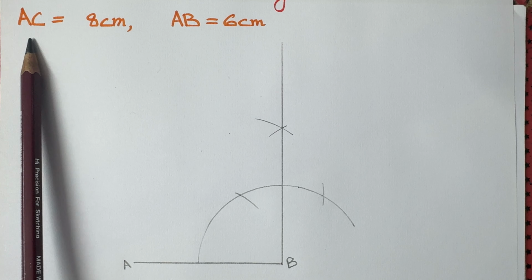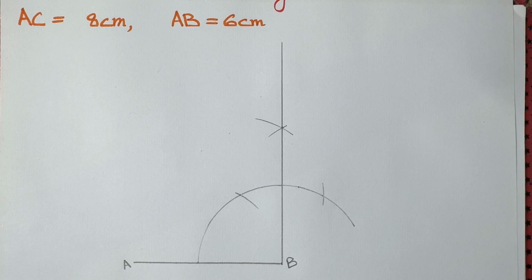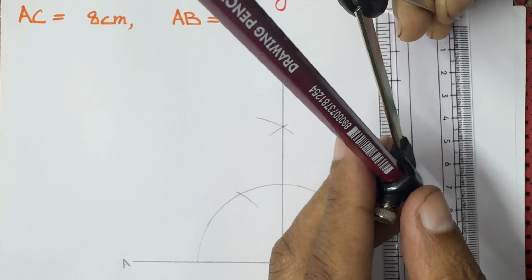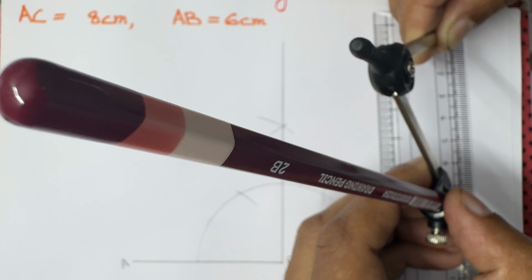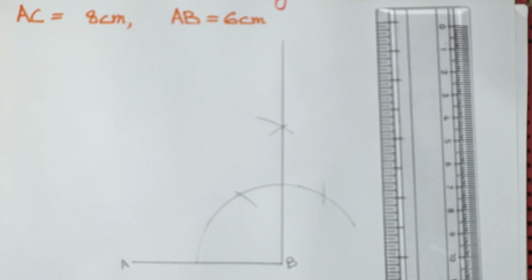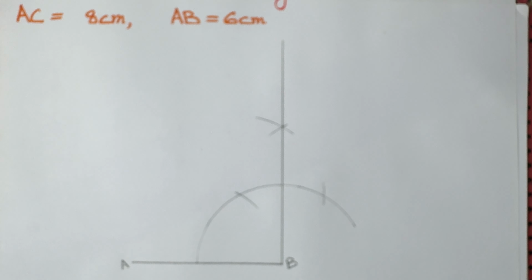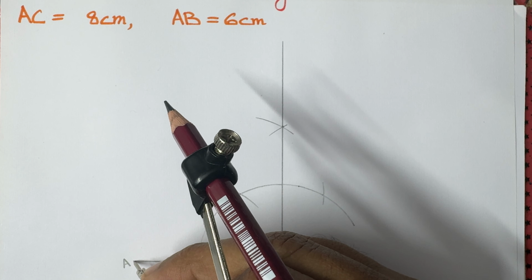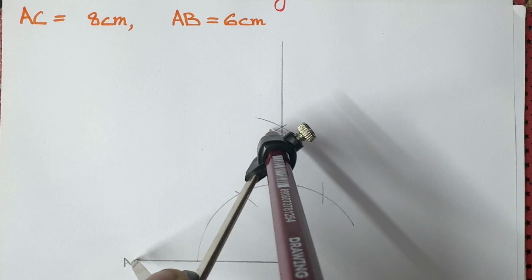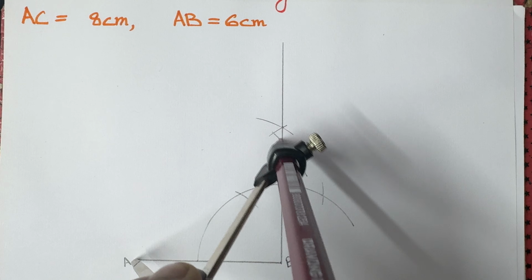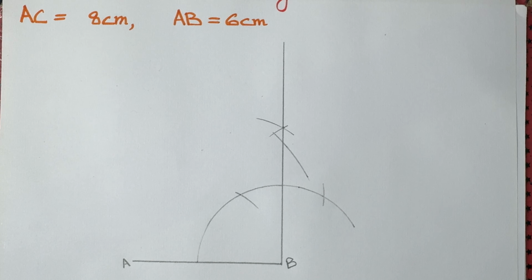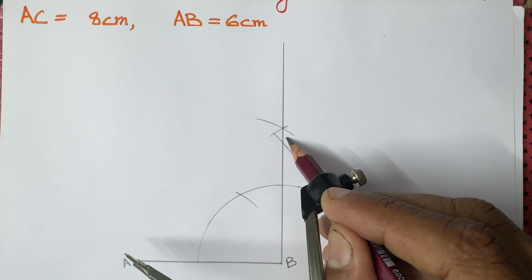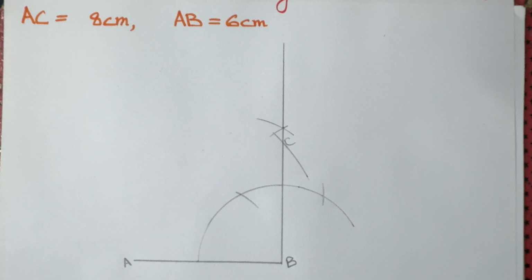Next, we want to draw AC that measures 8 centimeter. We take a compass, adjust the radius of compass to measure 8 centimeter. Locate the center of compass to the point A and draw a circular arc of radius 8 centimeter. That makes sure that AC equal to 8 centimeter.